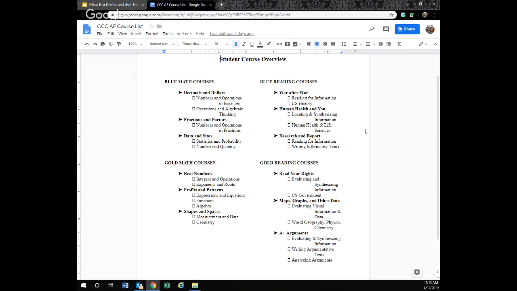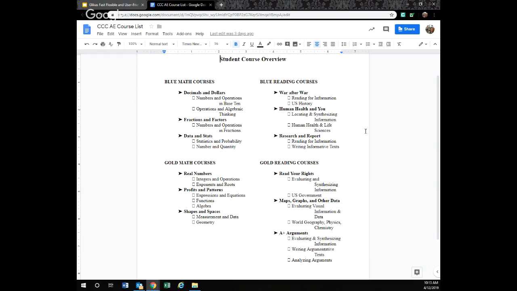In the first session, we focus on U.S. history and war after war. Then we move into human health and life sciences and hit those biology concepts that show up on the HSE exams over and over. And then we move into research and report, which is really a beginning writing informative texts class.